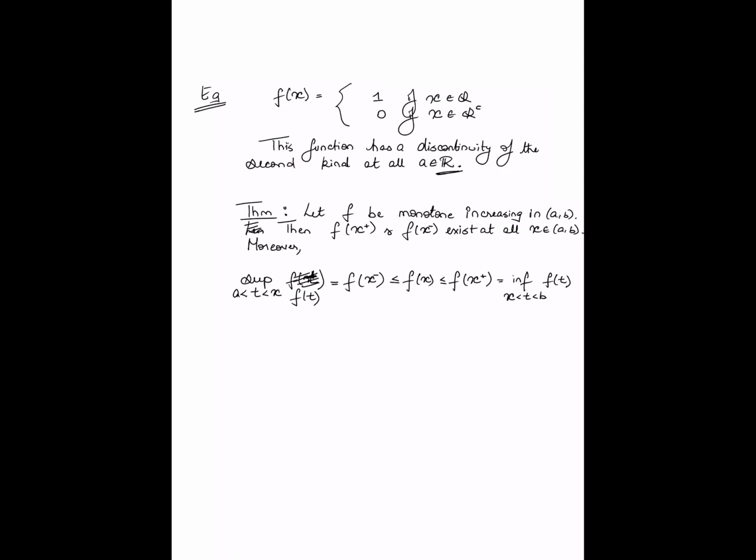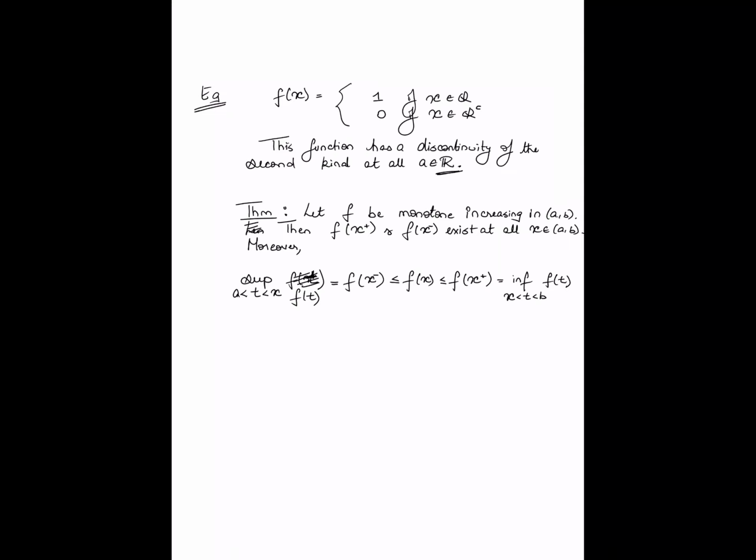Okay, so you can say something very concrete. If you have monotonicity, then the left limit and the right limit are guaranteed to exist. And then the left limit is less than or equal to the function value and less than or equal to the right limit. The right limit is the infimum of the function values taken to the right of x. Left limit is the supremum of the function values taken to the left of x. Okay, so very clear. Moreover, well, the theorem is still not over.